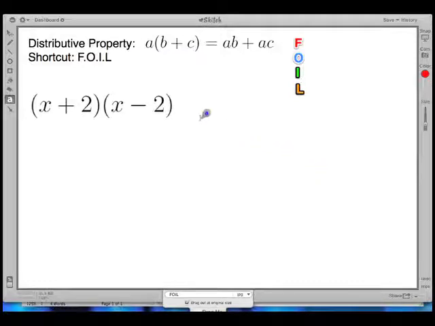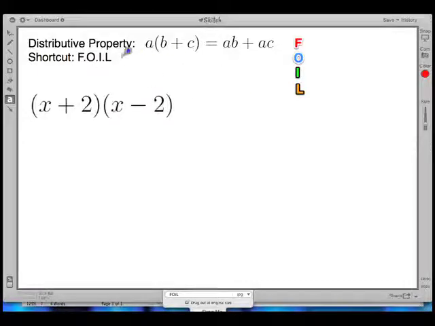In our last video, we simplified this expression, quantity x plus 2 times quantity x minus 2, using the distributive property. And you'll remember that A turned out to be x plus 2, B was x, and C was negative 2. In this video, we're going to talk about a shortcut called FOIL that will allow us to do the same expanding of this expression, but with a little bit easier work.